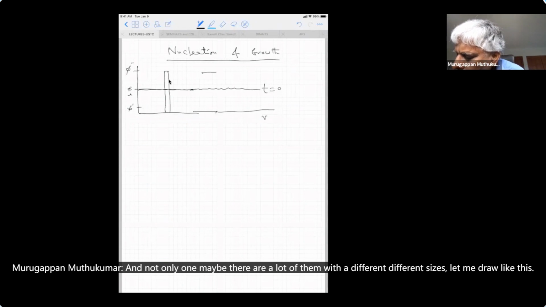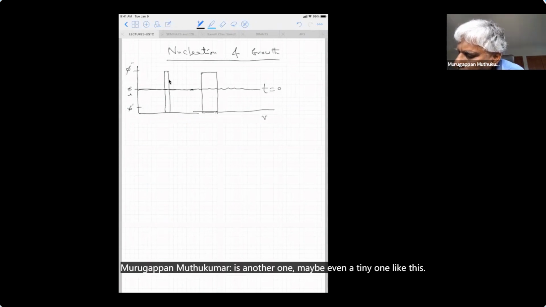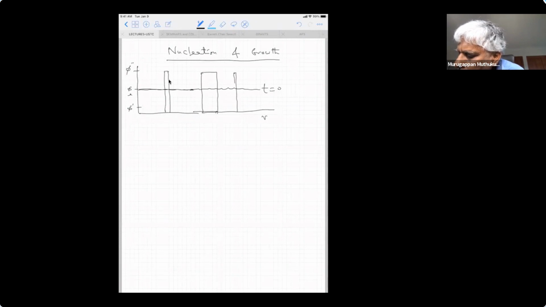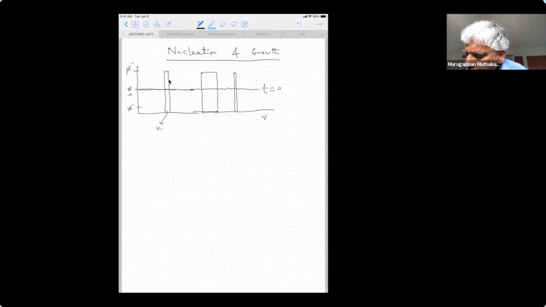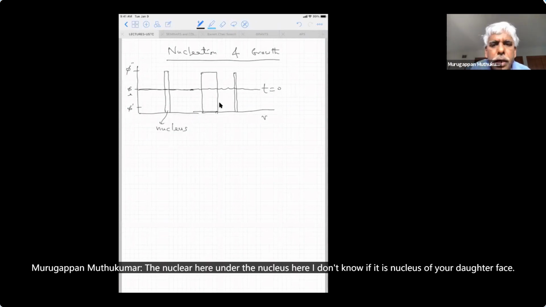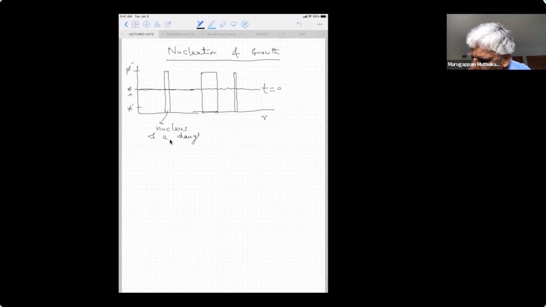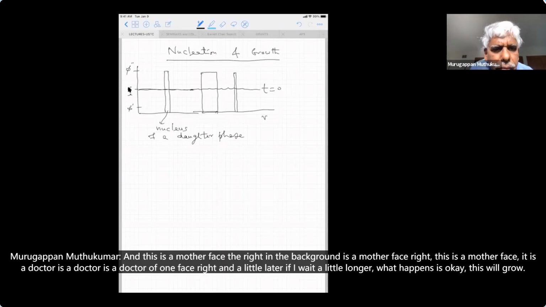Let me draw like this. There's another one, maybe even a tiny one like this. These are nuclei. These are called nuclei. Nucleus here, another nucleus here, another nucleus here. Nucleus of your daughter phase. And this is the mother phase, right? The background is the mother phase. This is the mother phase. This is a daughter phase. This is a daughter of one phase, right?